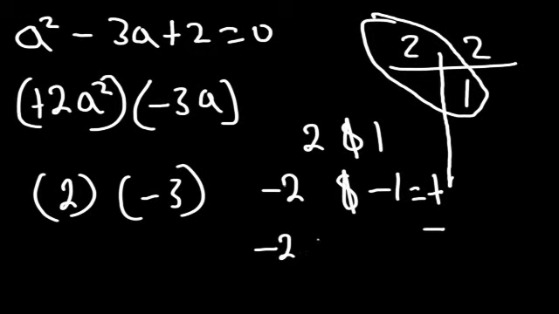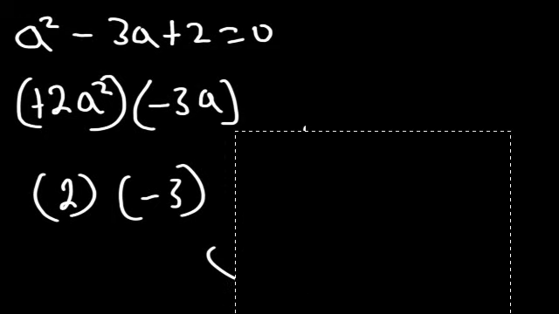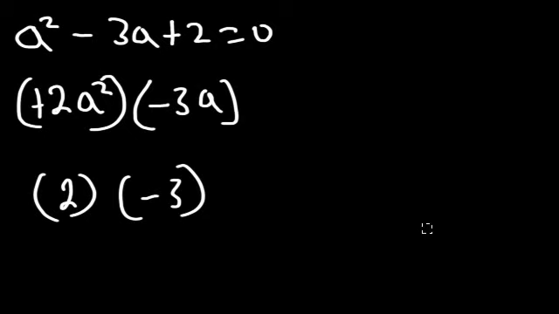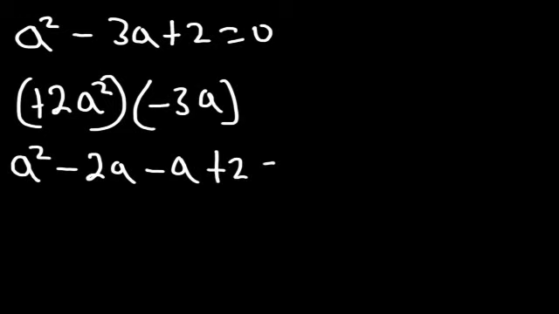So the next thing after getting those two values is to combine or just join the variable with them. So it should be minus 1a and minus 2a. At this point, we would like to replace the middle term with this. Just get rid of minus 3a and put minus 2a minus 1a, and boom, we are good to go. So let's try to get rid of those. Okay, let me get rid of this as well. Good. Now I should have a squared minus 2a minus a plus 2 equals 0.